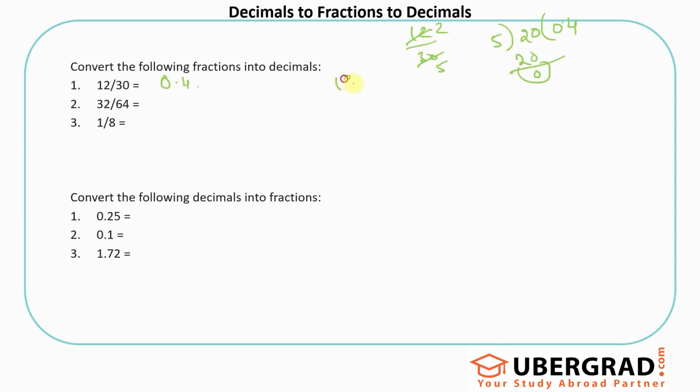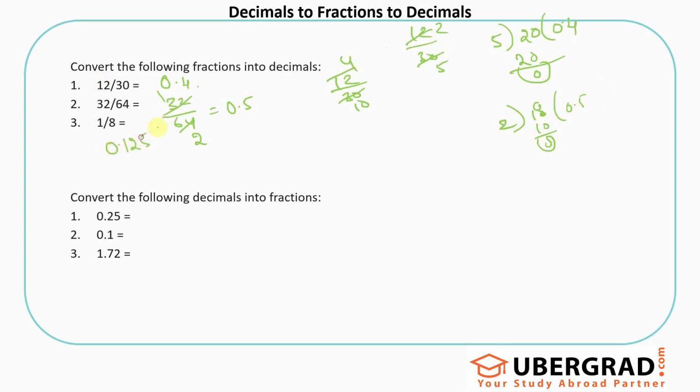Or I can do 12 by 30 like this. 3 10s are, 3 4s are. So 4 by 10 is 0.4. And 32 by 64. 32 1s are, 32 2s are, and 0.5 is the half value. Or even if you do it this way, it is 0.5. Right, I put a decimal, it will become 10. 2 5s are 10. 1 by 8 is basically 0.125.